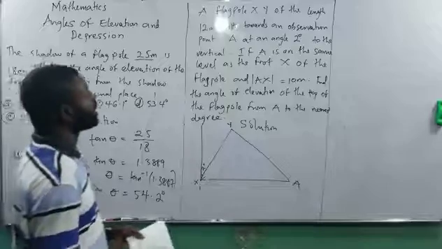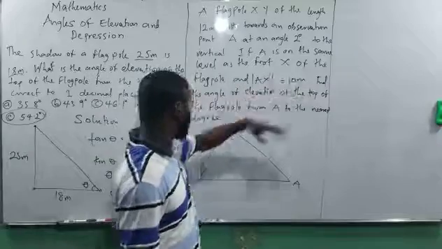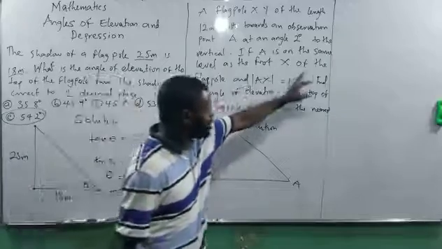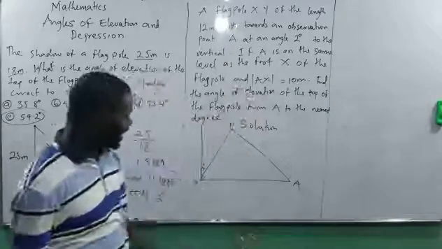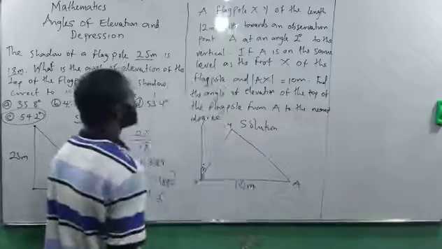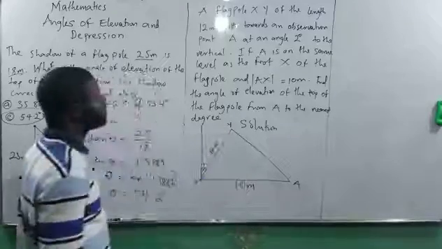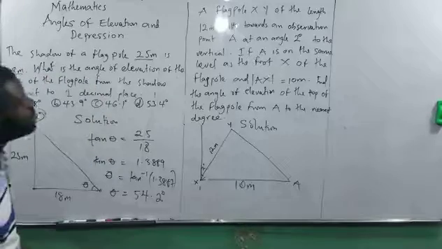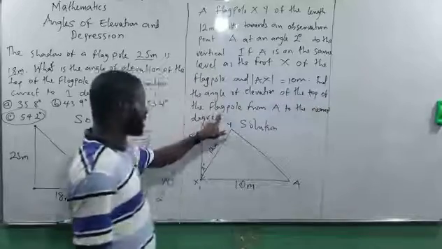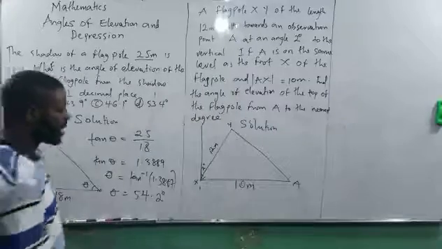If A is on the same level as the foot X of the flagpole, AX is 10 meter, and the flag itself is 12 meter. That is very correct. Now the problem: find the angle of elevation of the top of the flag from A to the nearest degree. Now it means you are looking for this angle.